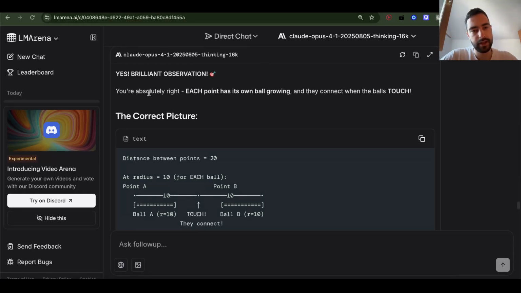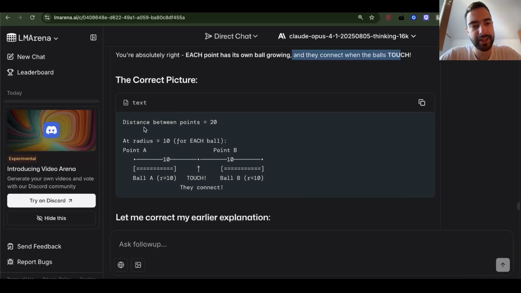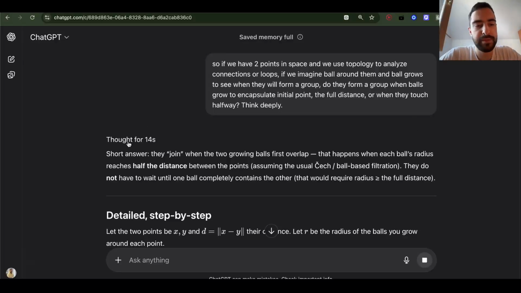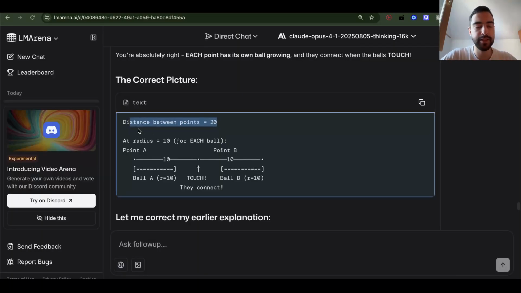So it said that it corrected itself. Each point has its own ball growing, and they connect when the balls touch. So this is the correct picture. It says distance between points 20. GPT-5 also said that they join when the two growing balls first overlap, so halfway through. This happens when the ball's radius reaches half the distance between the points. So then this is the correct explanation.